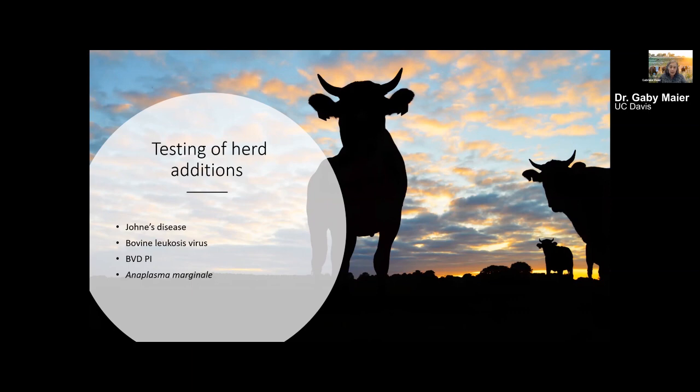So for example, Johne's disease, bovine leukosis virus, BVD persistently infected animals or anaplasma. And these are things where you definitely want to talk with your veterinarian about what the risk is in your herd versus the benefits of testing. Because obviously, if you run a lot of these tests, it adds up. Especially if you test everybody for Johne's disease, that can be very expensive, and the test is not always very sensitive in younger animals. So it may not be the best in your situation.